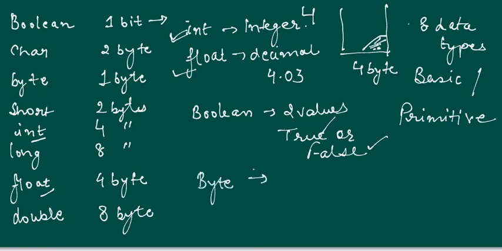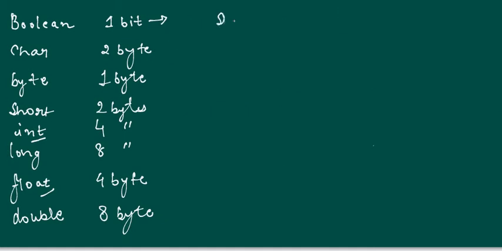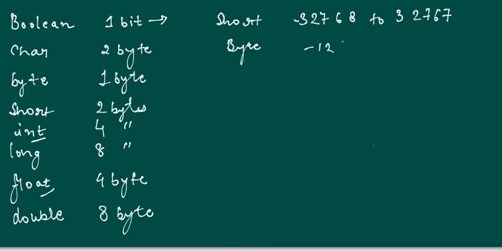Now byte can store integer values in the range -128 to 127. Now the short data type can store value ranges lying between -32768 to 32767. Okay, so as you can see, it can store more than byte, for which the range was only -128 to 127. Now we come to the integer data type.